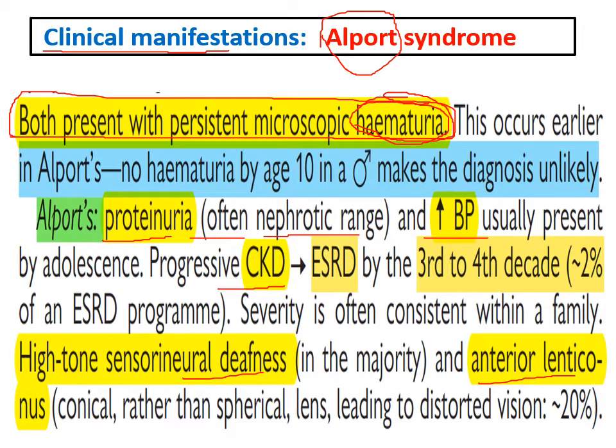This is very important. Progressive renal impairment with age, reaching end-stage renal disease in all males with X-linked disease. X-linked is the most common form, present in 80%. So it is more common in male patients, and all male patients will reach end-stage renal disease usually by the third decade.